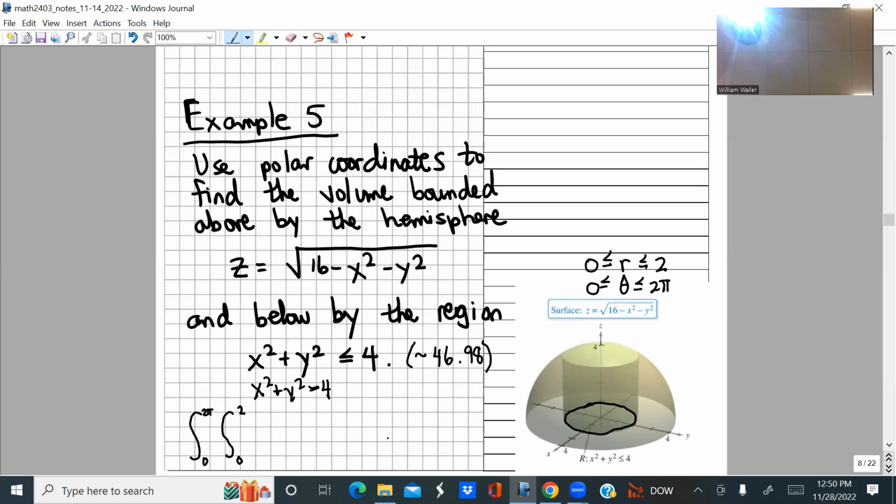What about for the integrand? Well, that's a little bit worse, right? Because we have to plug the polar coordinates for x and y into this formula. So when you do that, what do we get? We would get 16 minus, what's x in polar coordinates? r cosine theta, so we would have r cosine theta squared, and then minus y is r sine theta, squared.